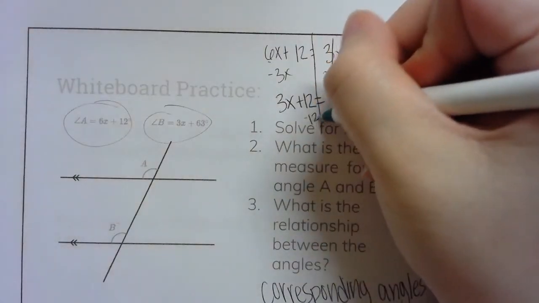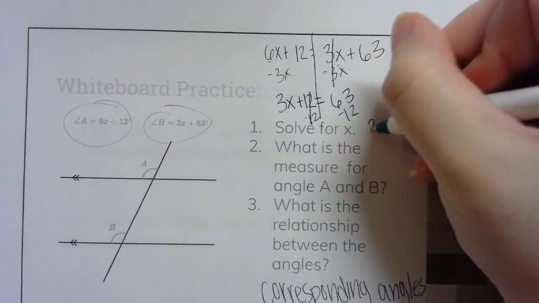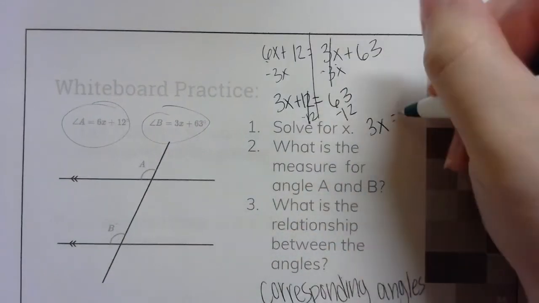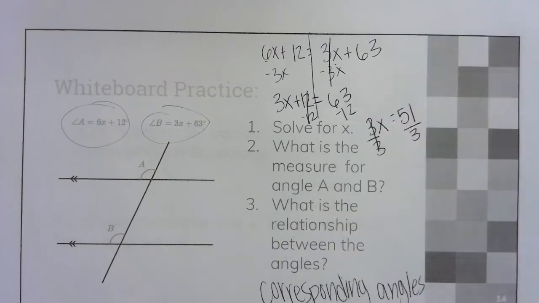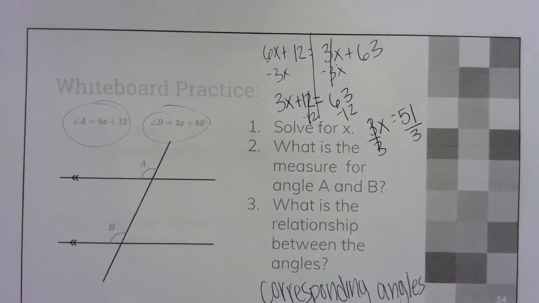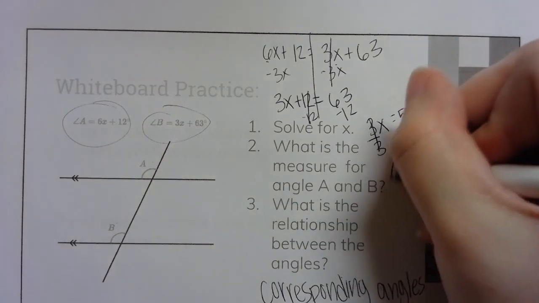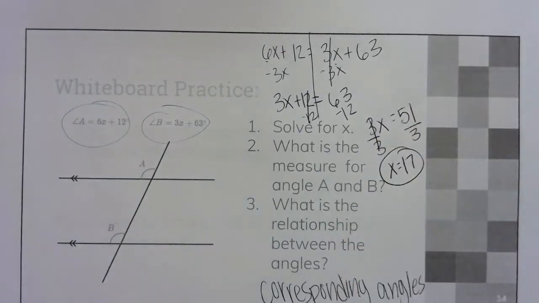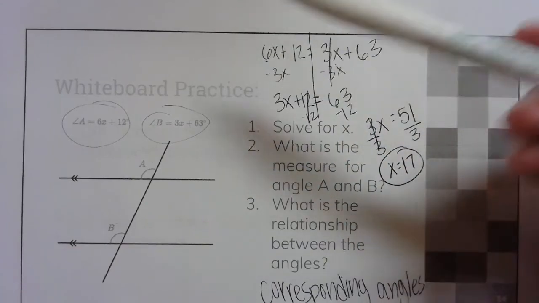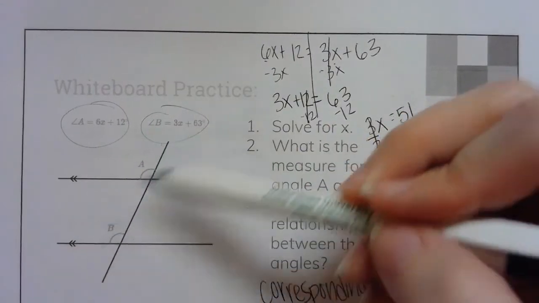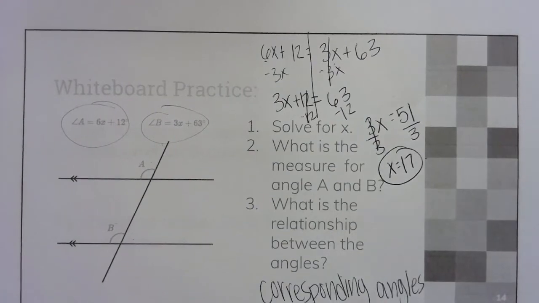I subtract 12 from both sides. So 3x equals 51. Divide both sides by 3. And so 51 divided by 3 gives me, I think, 17. Let me be sure. 51 divided by 3 is, in fact, 17. So x equals 17. So that's my first question. Now I have to find the measure of angles A and B. Now, A and B are congruent, which means I only have to put the 17 in one of them.